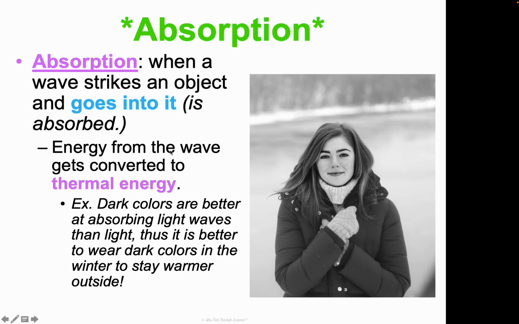Now, this is why they say dark colors are better at absorbing light waves than lighter colors like white. And so this is why it's actually better to wear dark colors in the winter to stay warmer outside, because the light from the sun would be hitting your darker coat and be absorbed, as opposed to if you were wearing like a white coat and it would not be absorbing as much and potentially even reflecting and bouncing off. You wouldn't get that absorption and thus that conversion to thermal energy, which keeps you warm.